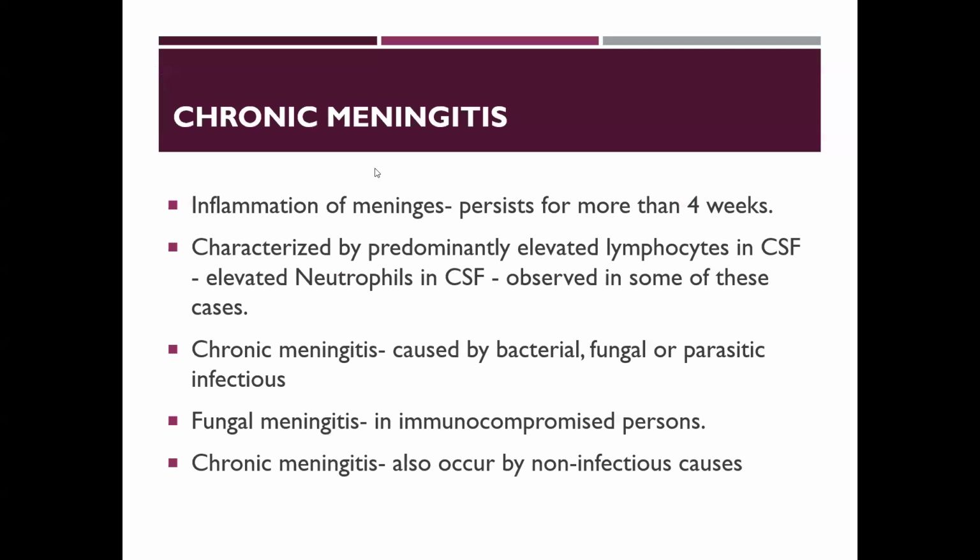Next, chronic meningitis. What is meant by chronic meningitis? There is inflammation of the meninges which lasts more than 4 weeks, so the patient suffers from meningitis for more than 4 weeks. In CSF analysis, we can see predominantly elevated lymphocytes, and in some cases even elevated neutrophils. Chronic meningitis may be caused by bacterial, fungal, or parasitic infections. Fungal meningitis is mostly seen in immunocompromised patients.